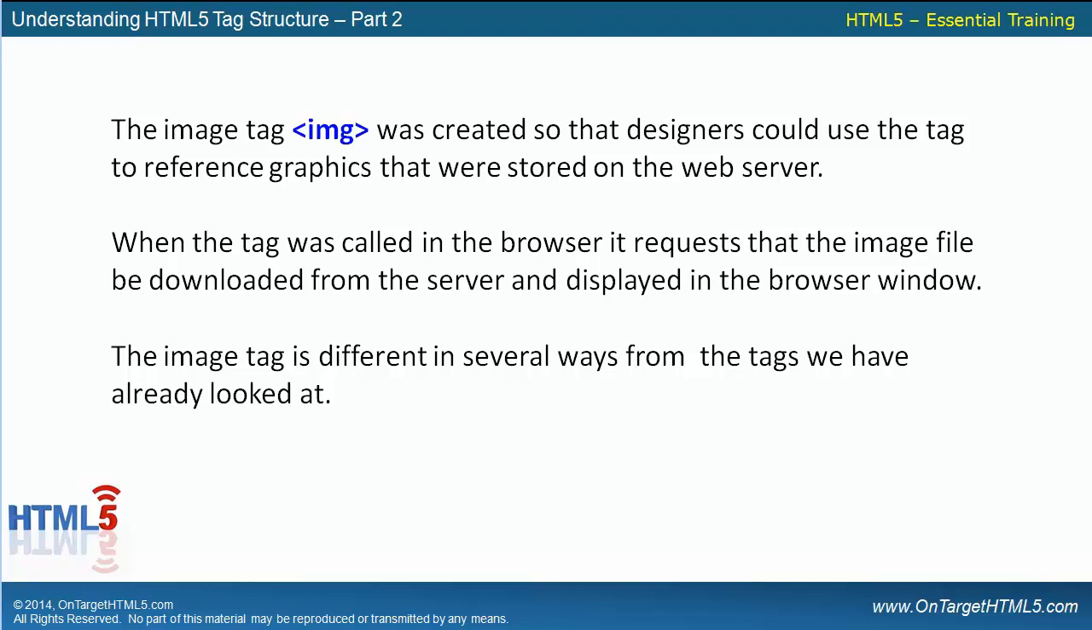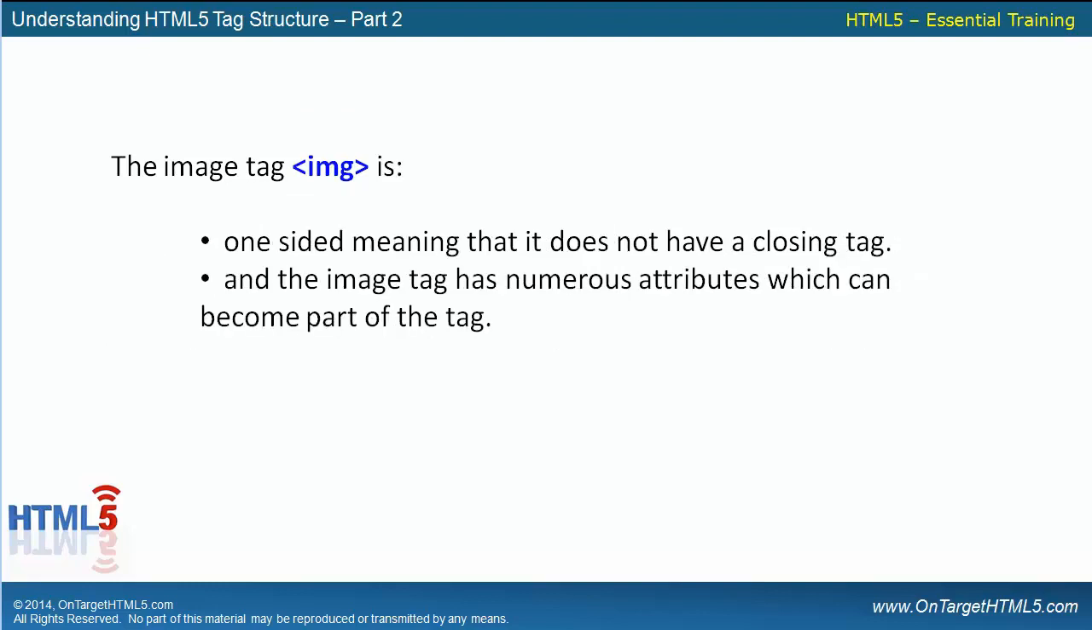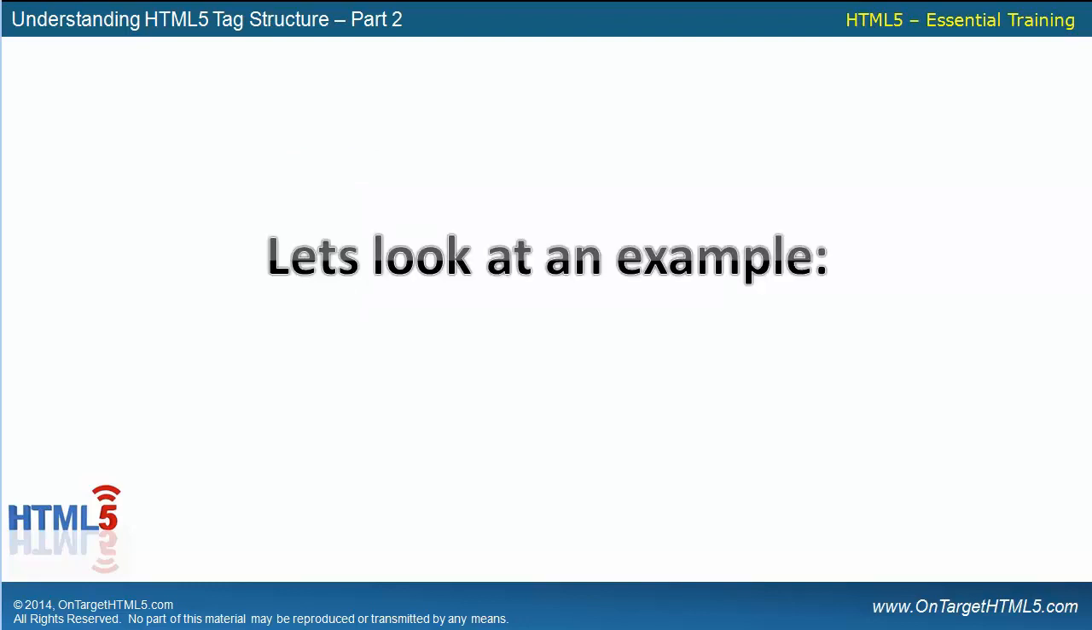The image tag is different in several ways from the tags that we've already looked at. The image tag is one-sided, meaning that it does not have a closing tag, and the image tag has numerous attributes which can become part of the tag structure itself. So let's look at a couple of examples of using the image tag in our HTML documents.